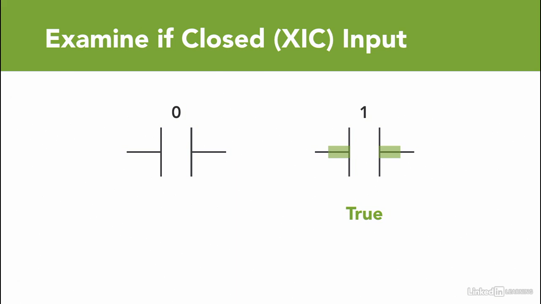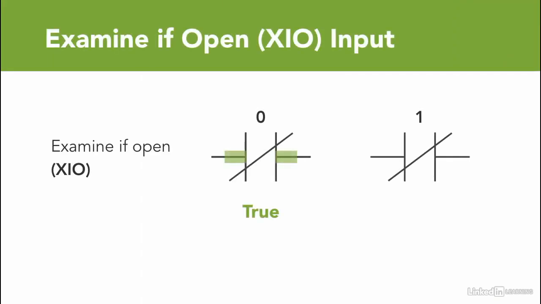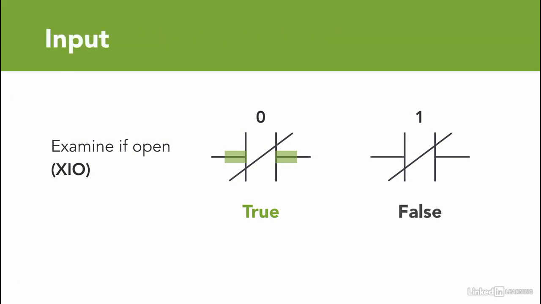So, XIC is true when the memory address bit is 1 and is false when the memory address bit is 0. The XIO, examine if open instruction, acts the opposite way. It is activated when the logic state is 0 and not activated when the logic state is 1. So, XIO is true when it has a 0 and false when the logic state is 1.